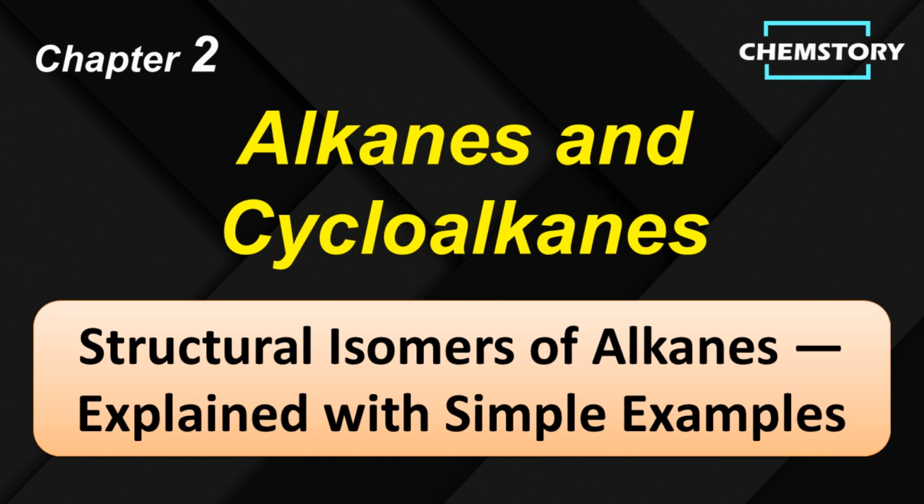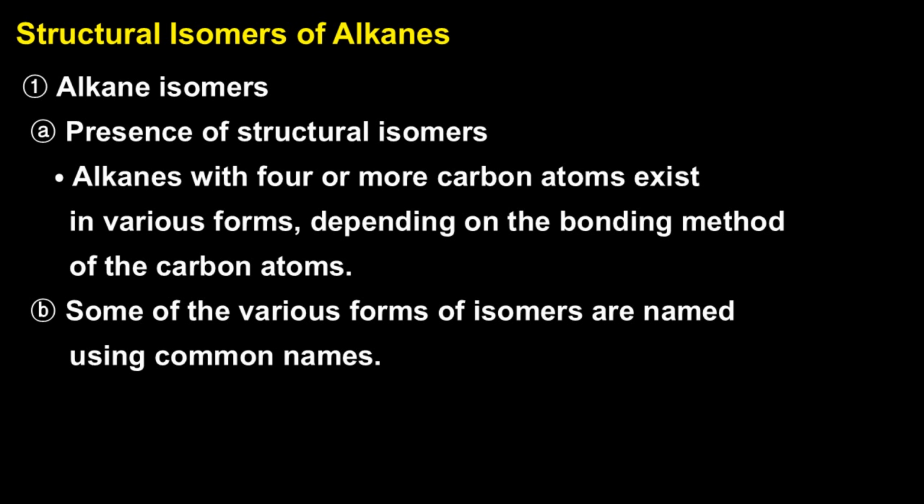Let's get into it. Once an alkane has 4 or more carbon atoms, things start to get interesting. That's because the carbon atoms can connect in different ways, and those different arrangements give us what we call structural isomers. These isomers all share the same molecular formula, but their atoms are arranged differently. And that difference in structure can lead to changes in both physical and chemical properties. Some of these isomers even have common or trivial names, especially when we're dealing with smaller alkanes.